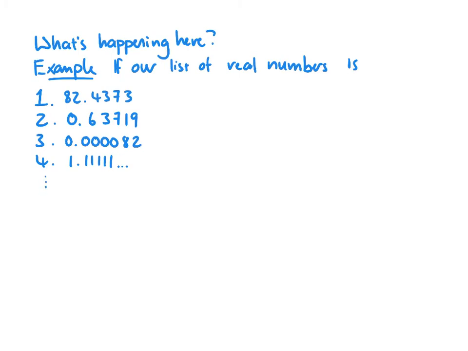It just so happens that we have our ordered list of real numbers, and maybe these are the first four in the list. So what does our number A look like, or what does the beginning of our number A look like, given this beginning of the list? What would A look like?